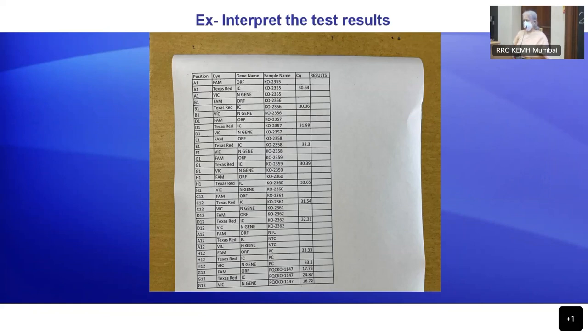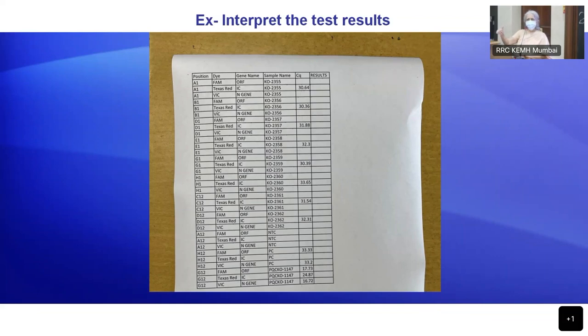So then, how do you interpret the test? Whenever you get a test result, what is the first thing that you need to see for any test, whether biochemistry, pathology, microbiology or molecular? What's the first thing that you will see? The validity of the run, by checking if the controls are appropriate. So there's NTC there. What is expected in NTC? Negative. Nothing should amplify, because it's a no template control. So you don't have any there.